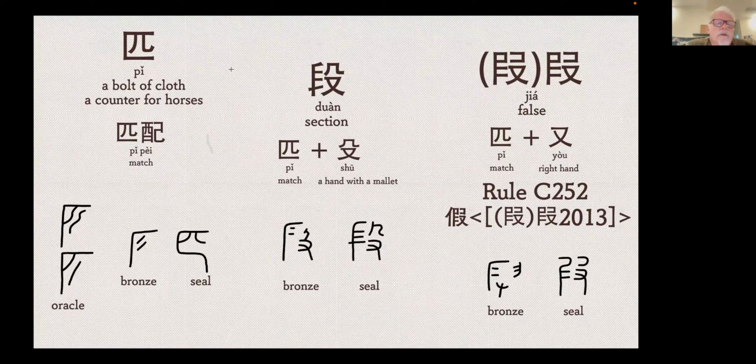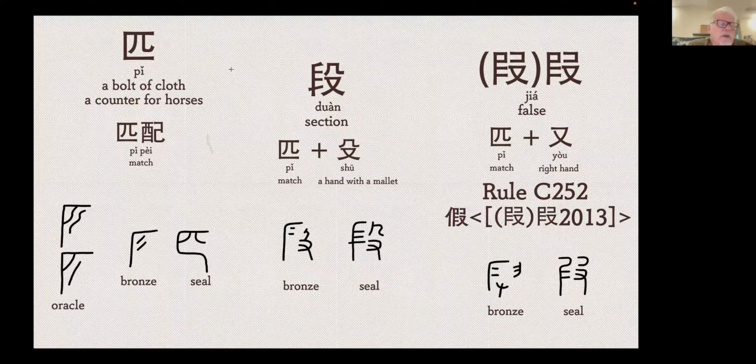So I'll go over these characters again. When we look at this character P, it's a modern character. It means a bolt of cloth. It's also a counter for horses. We say yi pi ma, which means one horse.